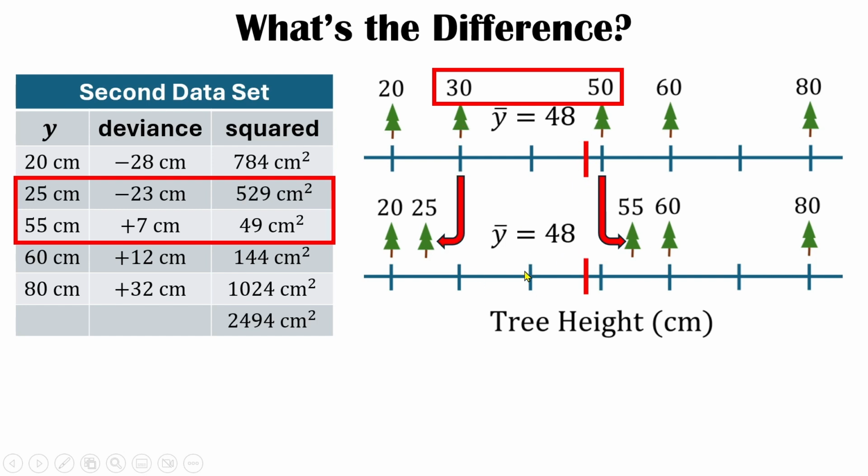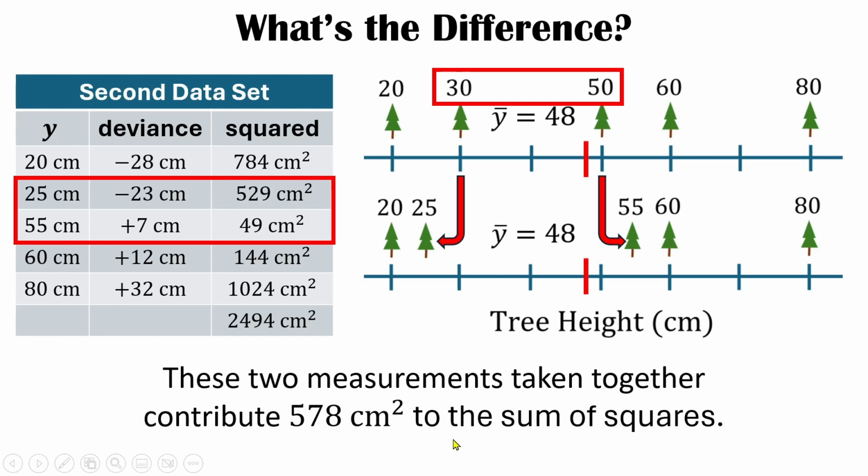That increases the spread of the data. And what's the consequence? These two data values have larger deviances and therefore larger squared deviances. And so in this case, these two measurements taken together contribute 578 centimeters squared to the sum of squares. In other words, 529 plus 49. So that's much larger than the contribution to the sum of squares for these two data points.